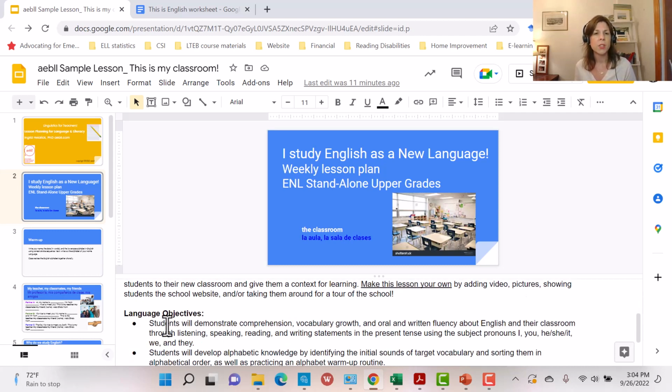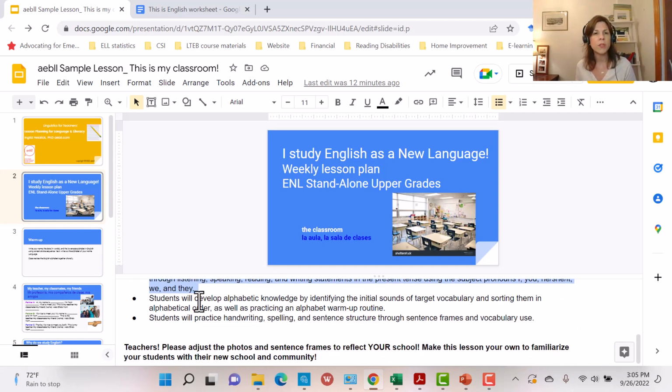Language objectives. They'll demonstrate comprehension, vocabulary growth, and oral and written fluency about English in their classroom through listening, speaking, reading, and writing. We're going to focus on the present tense using subject pronouns. We're going to start developing alphabetic knowledge by identifying the initial sounds of target vocabulary, as well as practicing handwriting and spelling and sentence structure through sentence frames and vocabulary use. Okay? So let's start with our warm-up and see what that looks like.